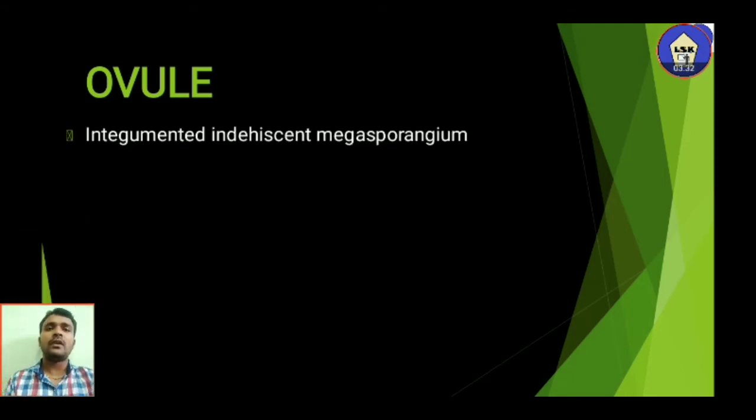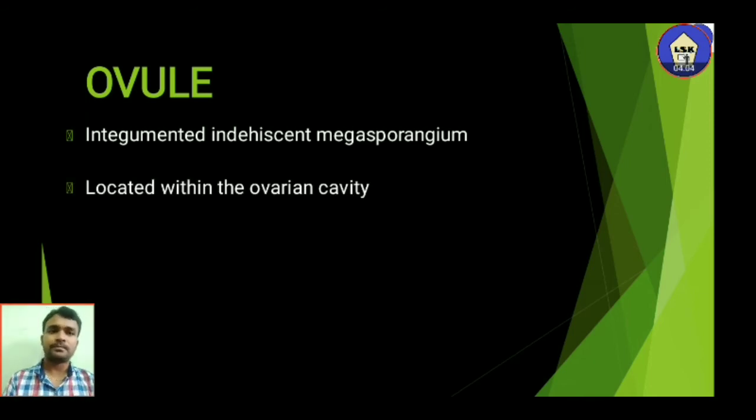Okay, now let us study the structure of ovules in detail. As I told earlier, ovule is nothing but an integumented indehiscent megasporangium. Integumented means it is covered by protective layers, which are specifically known as integuments. Indehiscent means they never open. They will not break. That is why it is called an indehiscent megasporangium. Since it produces megaspores, it is called a megasporangium.